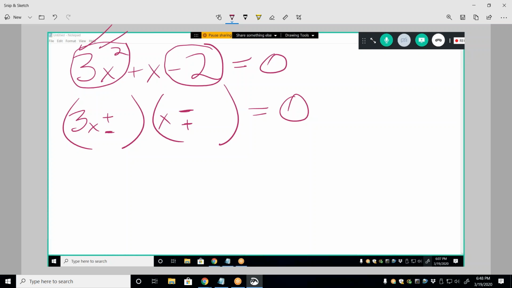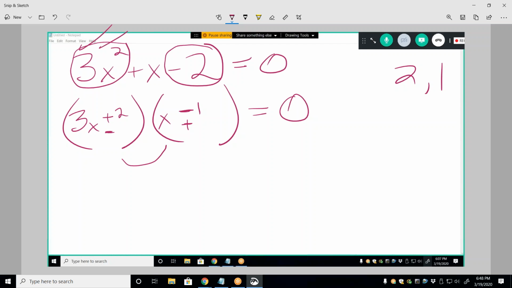Now, what are factors of 2? Over here on the right. 2 and 1. That's it. So we don't have very many possibilities. I can either have a 2 and a 1. Let's see if that works. How do I determine if that works?